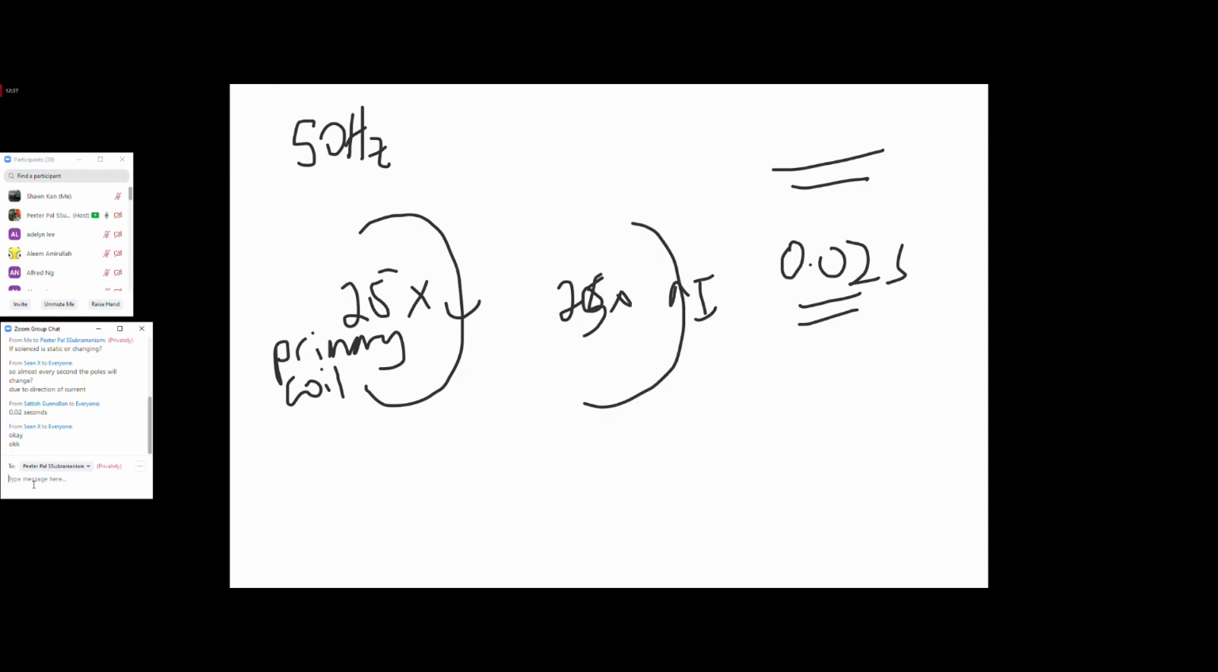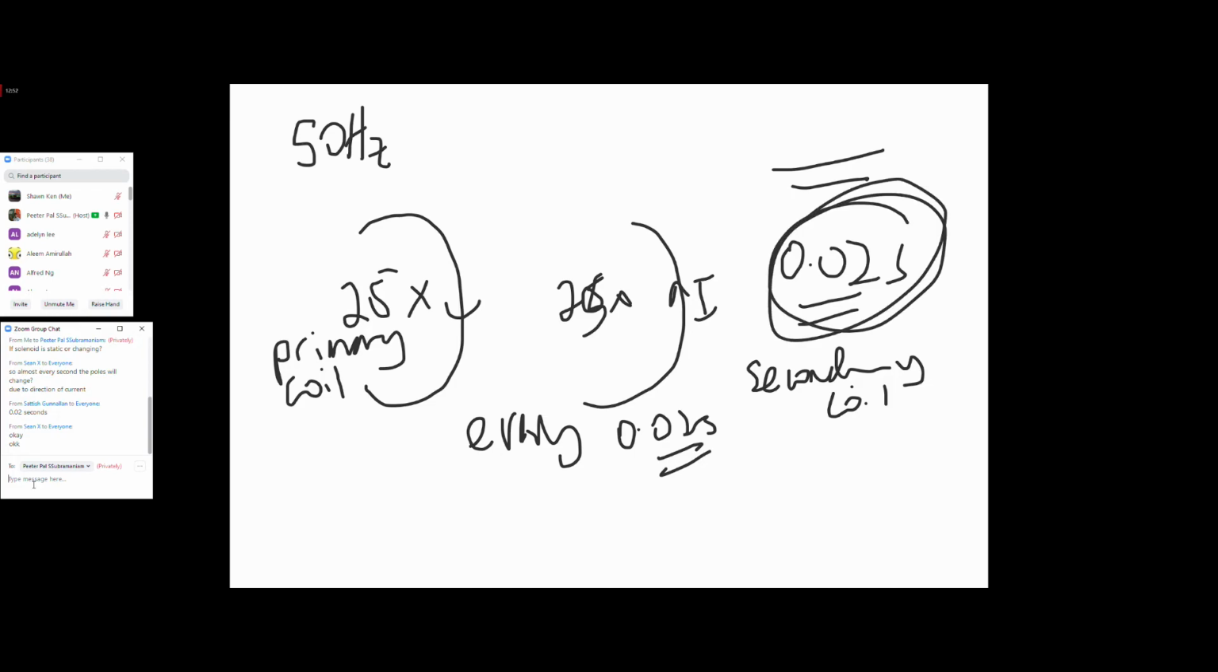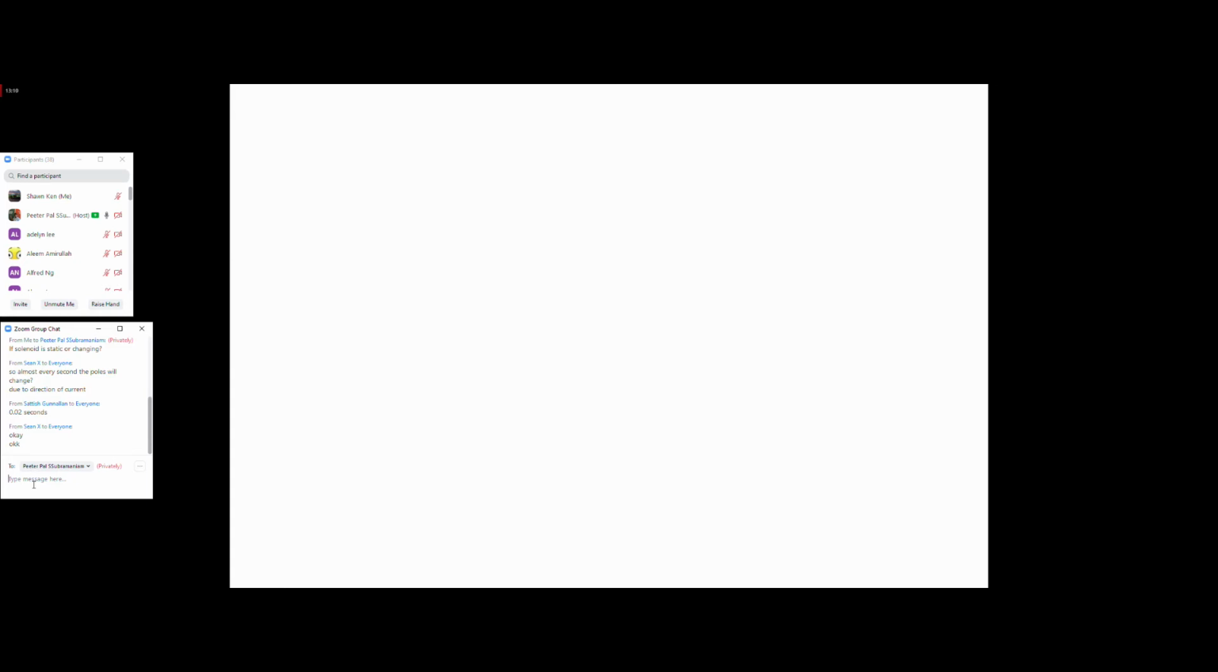So the primary coil, every 0.02 second, the secondary coil experiences changes of flux in changing direction because the frequency is 50 hertz. So every 0.02 second, the secondary coil constantly goes through changes of flux. That's why you cannot use DC current. DC current flows only in one direction, constant. So the magnetic field appears and stays there. It's not changing. It just appears static there. So the secondary coil will not experience the changes.